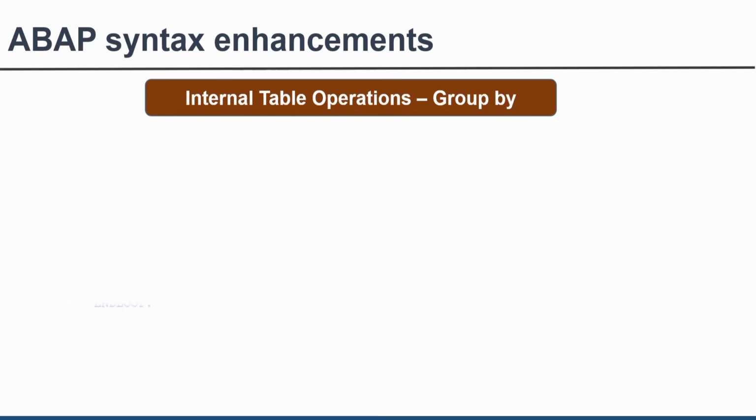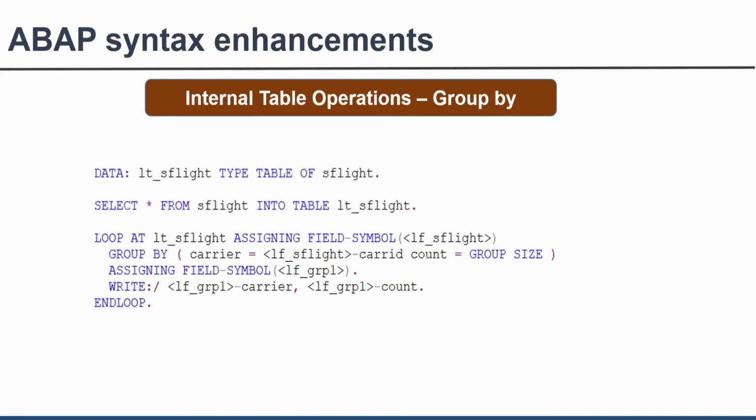Observe the example given on the screen. Here, a simple group by statement is used. Group key is char id, and for each char id, the total number of lines contained in the group is captured using group size, and the value is passed to the variable count. Finally, the result will look like this.